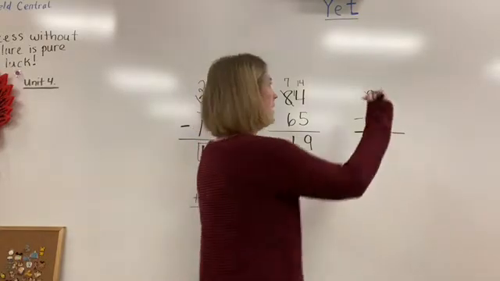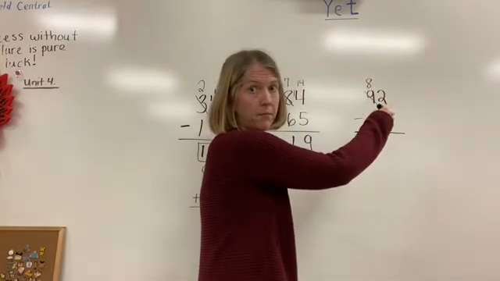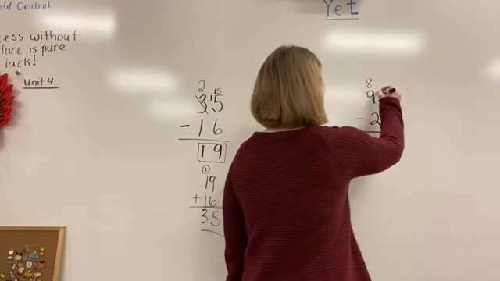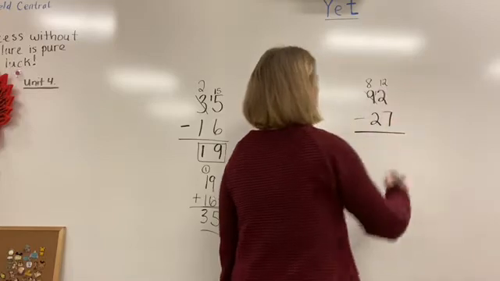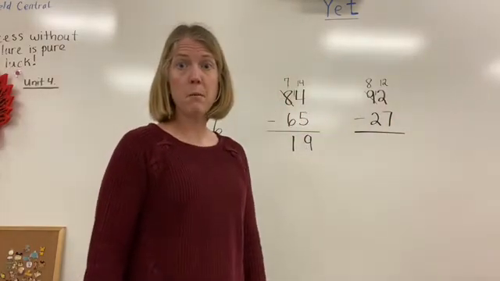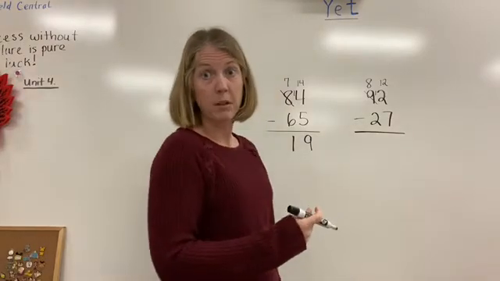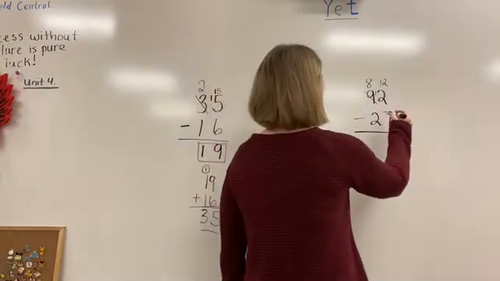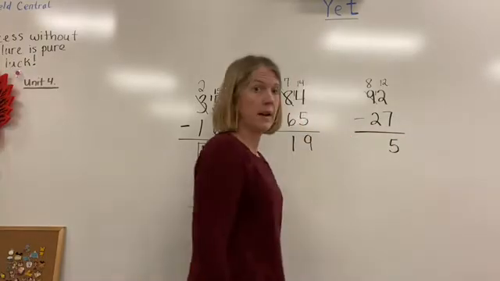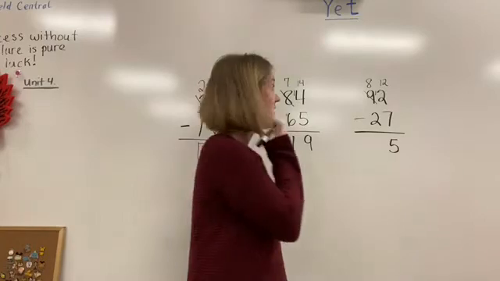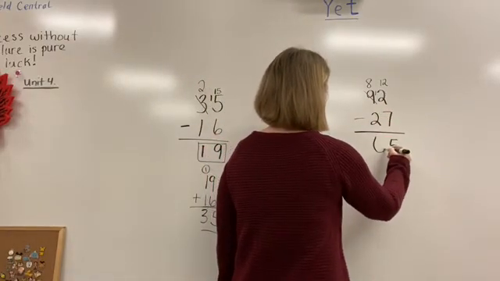Got it? So this is going to become an 8 because I'm taking 1 10 away from it. And then this is going to be a 12. I can even write it here. Okay, now this is a problem I can do. 12 minus 7, I know the other number in that family is a 5. 12 minus 7 is 5. And then I can subtract in my tens place. 8 minus 2, 8, 7, 6, 65.